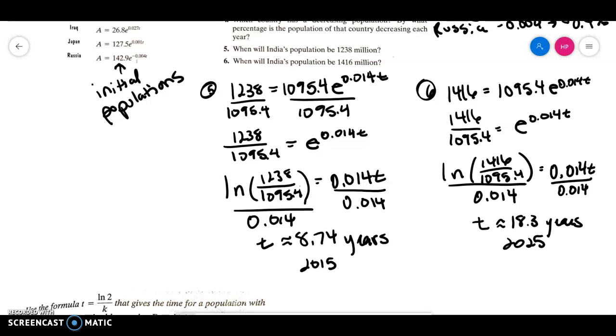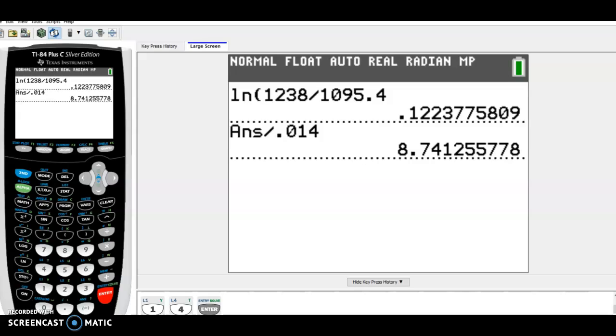This time you should get about 18.3 years, and after 2006, that would be the upcoming year of 2025, to see if their population reaches that. Again, you could do this all as one step on the calculator. I know I didn't before.